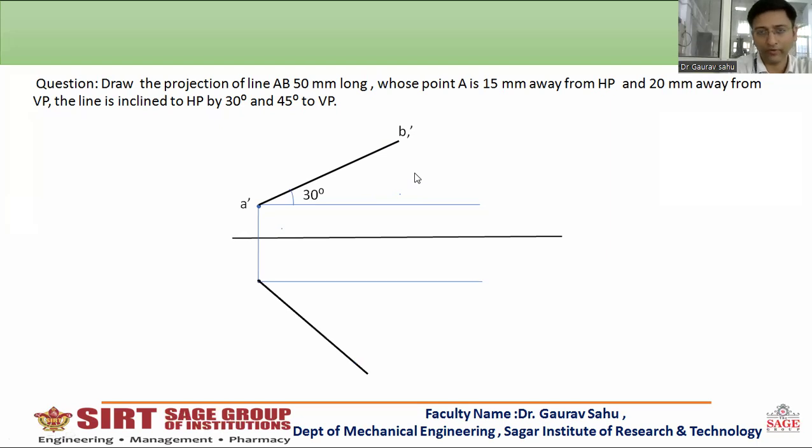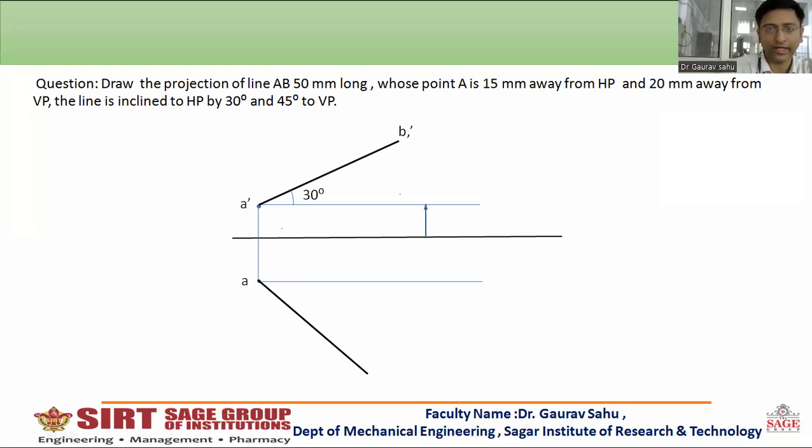This is the top view side. So here the process, step 2, is applicable like this: draw the line at the angle given to VP, that is 45 degrees in this case, of true length. So just draw the line which is at an angle of 45 degrees to VP and of true length. Again, it should be of the measurement of true length only.